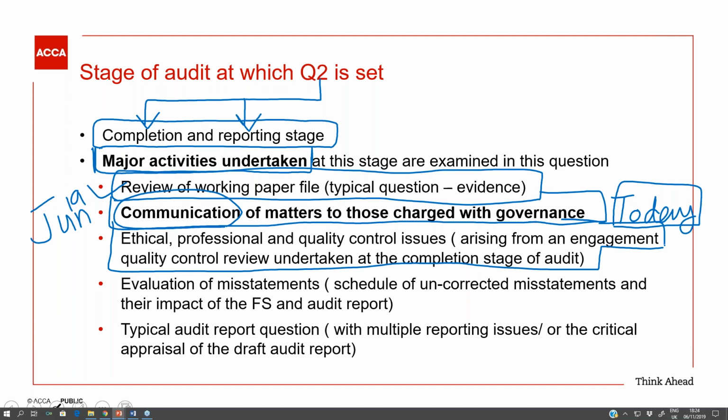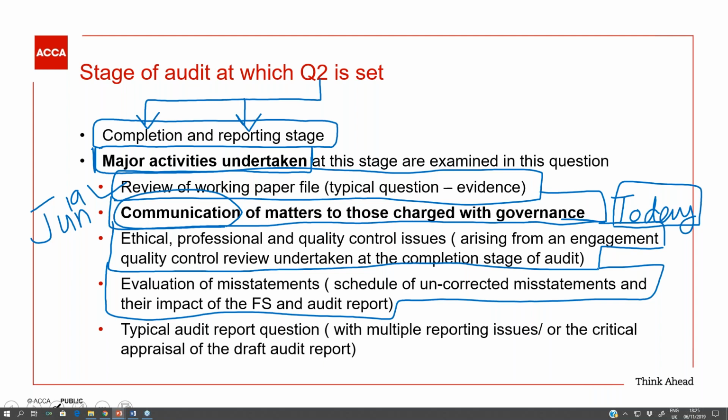Then another very important activity which happens at the completion stage is the evaluation of misstatements. Now, obviously, during the course of the audit, you must have identified many accounting misstatements. And as an auditor, you are very concerned about misstatements. You must be concerned about the impact of the misstatement on the audit report.